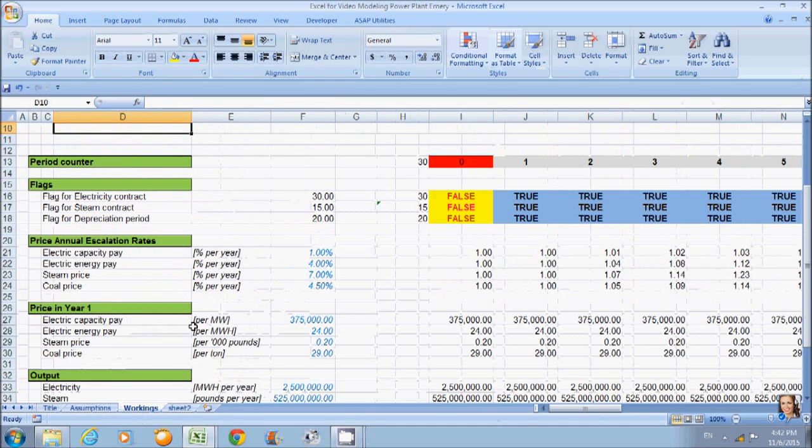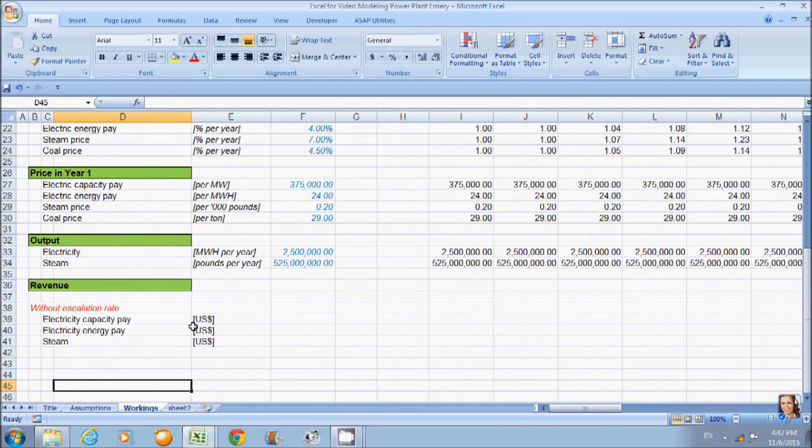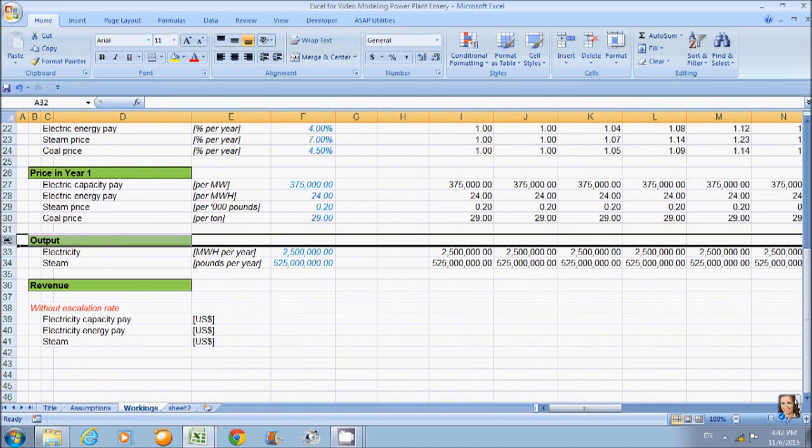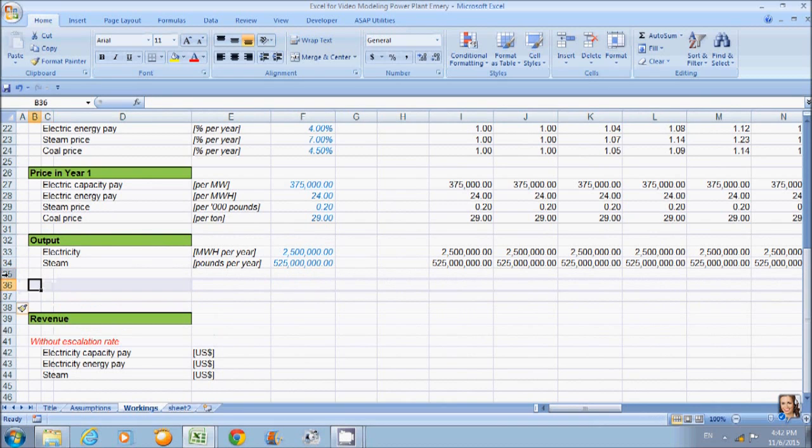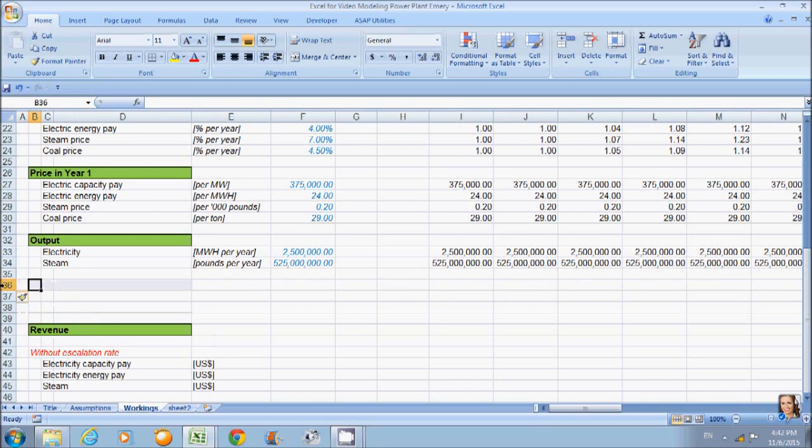Capacity. I need to put the capacity here. Price, revenue, so before the output, I guess. I think no, this is... okay. I just put this capacity, put the power plant capacity. So, power plant capacity. From here, I guess.